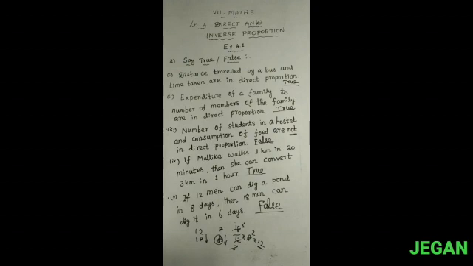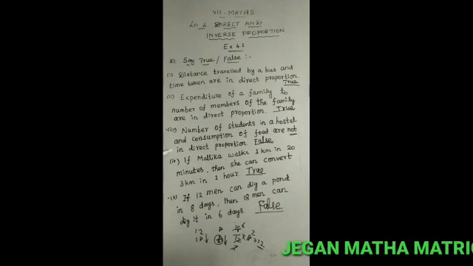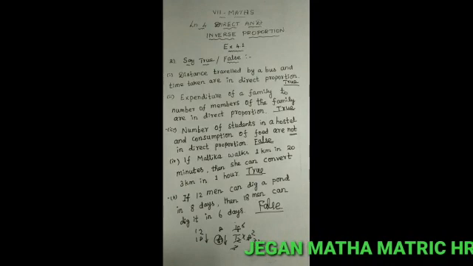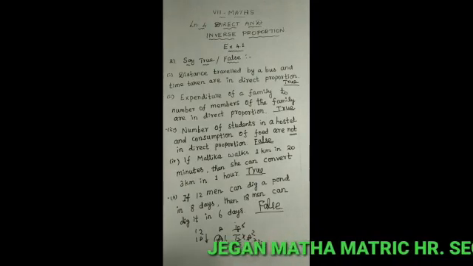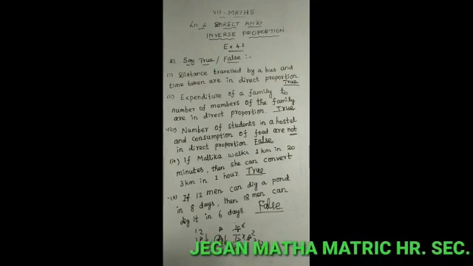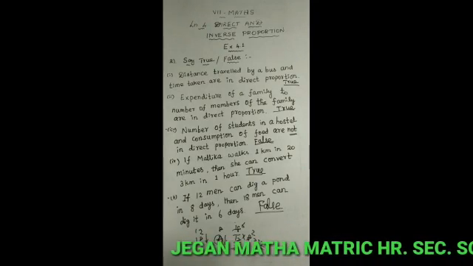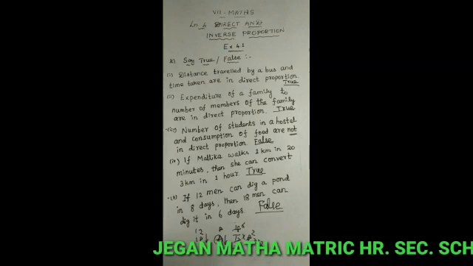So the first one, distance travelled by a bus and time taken are in direct proportion, is true. Then expenditure of a family and number of members of the family are in direct proportion. This statement is true. The number of students in a hostel and consumption of food are not in direct proportion. This statement is false. If Mallika walks 1 kilometer in 20 minutes, then she can cover 3 kilometers in 1 hour is true. Then if 12 men can dig a pond in 8 days, then 18 men can dig it in 6 days. This is false.